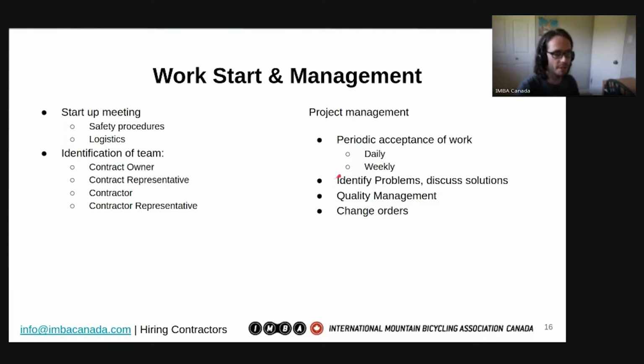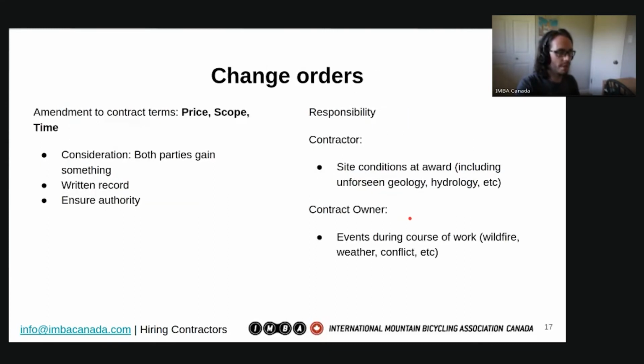And so the inspection rate of the project can really help with that, and that falls under quality management. And then the other thing, one of the main things that happens in the project management phase is change orders. This is a change in the scope of the project, and the three key components of that are price, scope, and time.